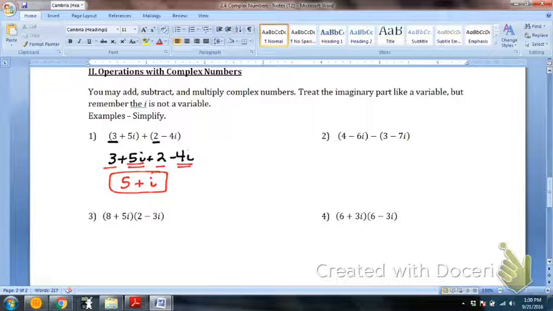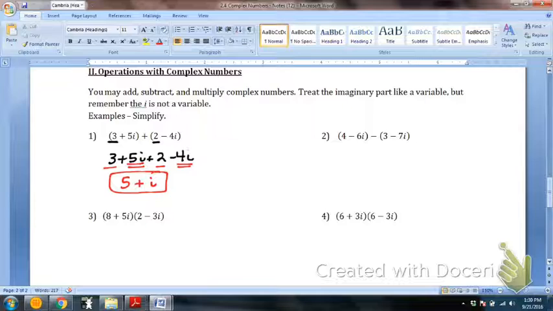That's it. I thought this was going to be a lot of work. 5 plus i. You can say i plus 5, it's the same thing. It doesn't matter to me. I just combined like terms. That's all we did there.